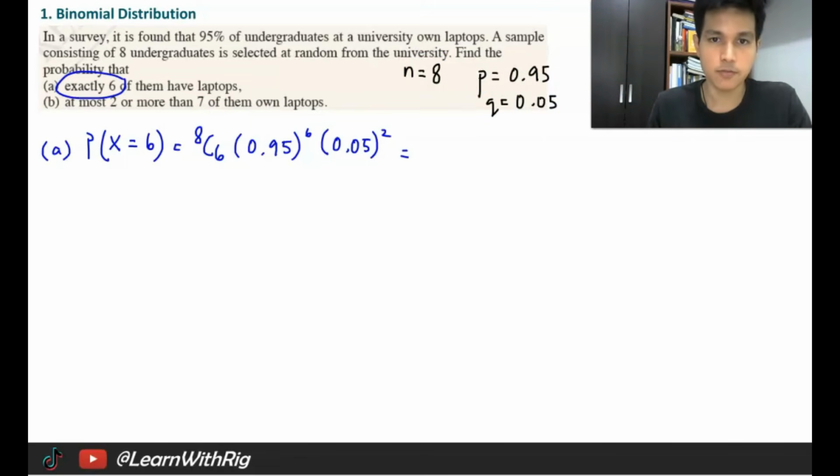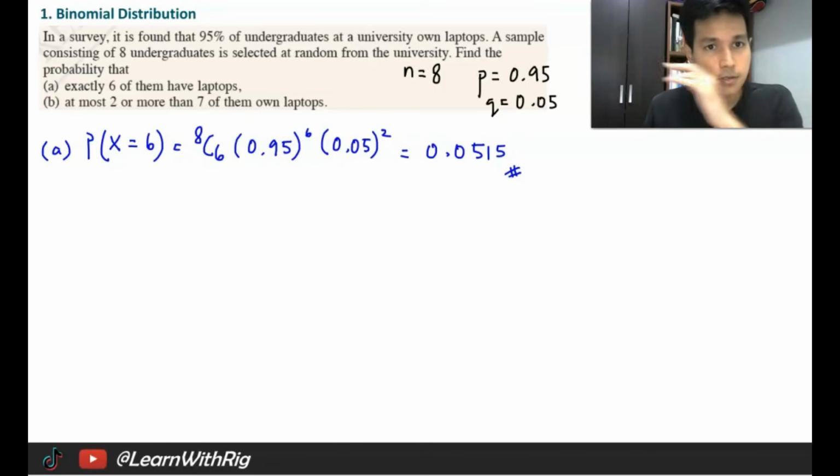Question B. Oh wait, we haven't solved yet. So when you plot this, you straight away key in your calculator, you should get 0.0515. Okay, this is your answer. Alright, let's look at question B. So find the probability that at most 2 or more than 7 of them own laptops.